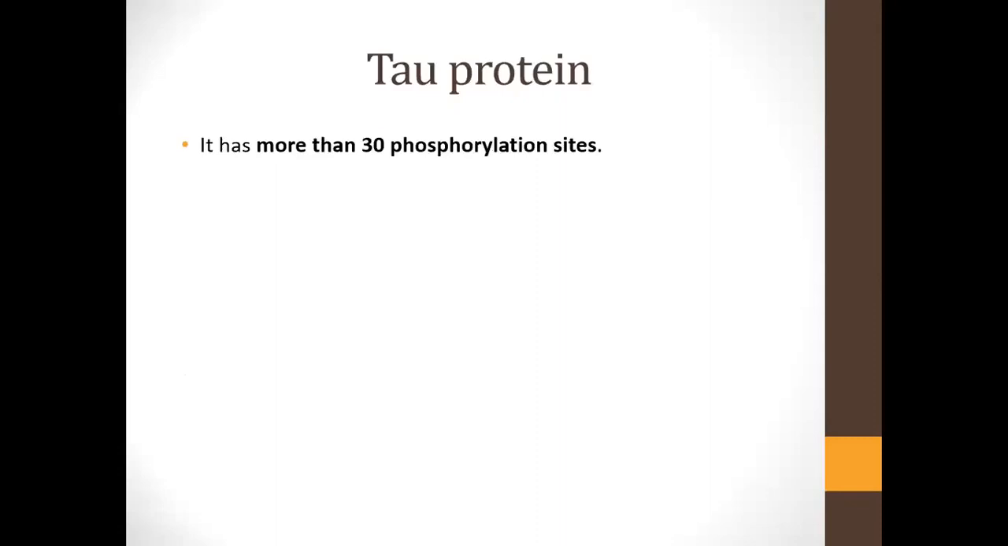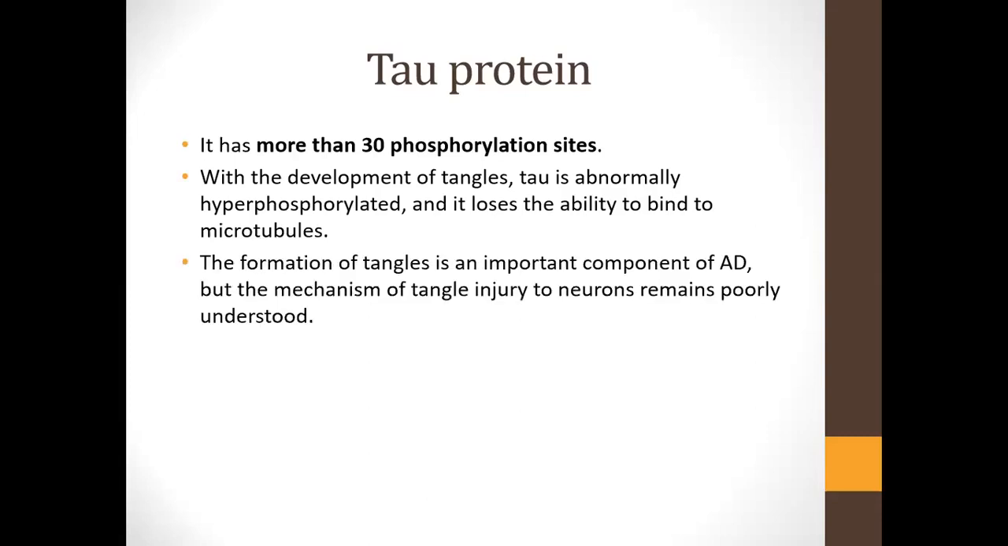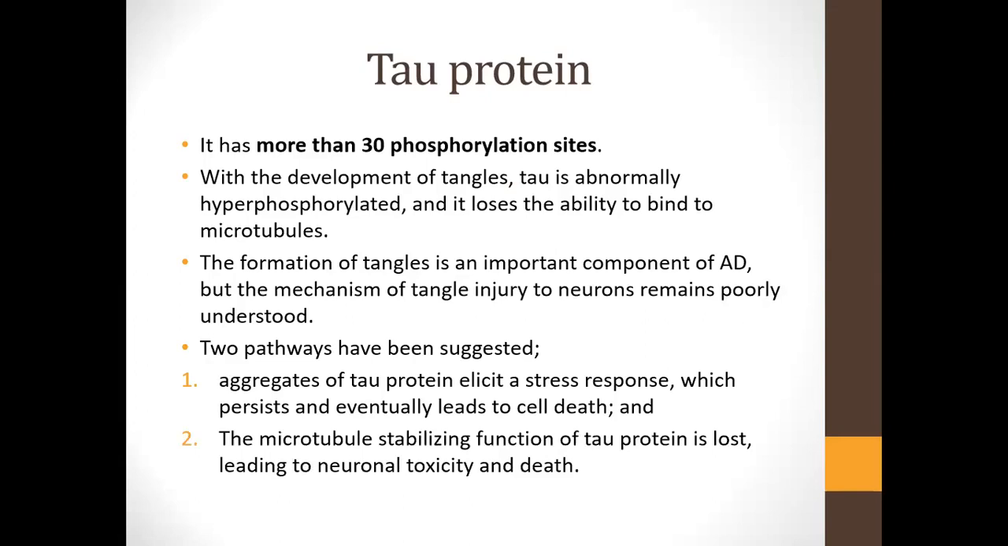It has more than 30 phosphorylation sites. With the development of tangles, the neurofibrillary tangles, tau protein is abnormally hyperphosphorylated and it loses its ability to bind to microtubules. The formation of tangles is an important component of Alzheimer's disease, but the mechanism of tangle injury to the neurons remains poorly understood. So there are two pathways that have been suggested. One is that the aggregates will elicit a stress response, which will eventually lead to cell death, or the microtubule stabilizing function is lost, leading to neuronal toxicity and death.